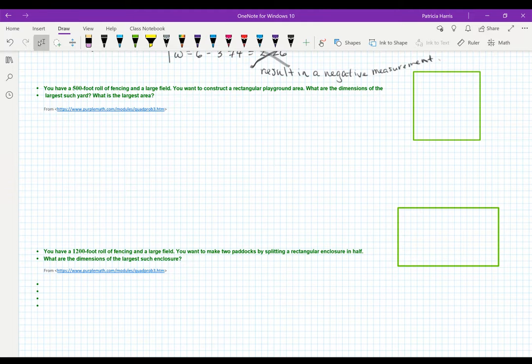You have a 500-foot roll of fencing and a large field. So a 500 roll of fencing means that you have a perimeter of 500 feet. So writing that down, we know that perimeter is 500 feet. Now, if you remember correctly, perimeter means the length around. So 2 times the length, 2 times the width added together.